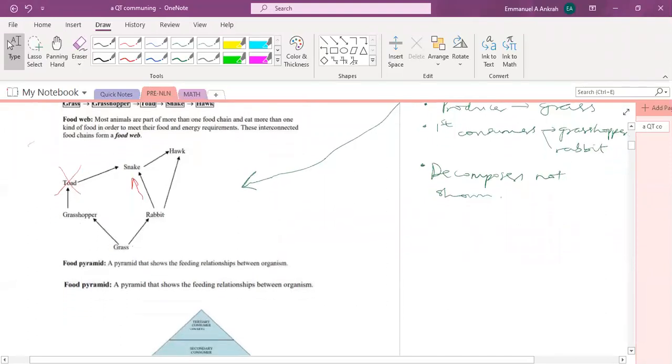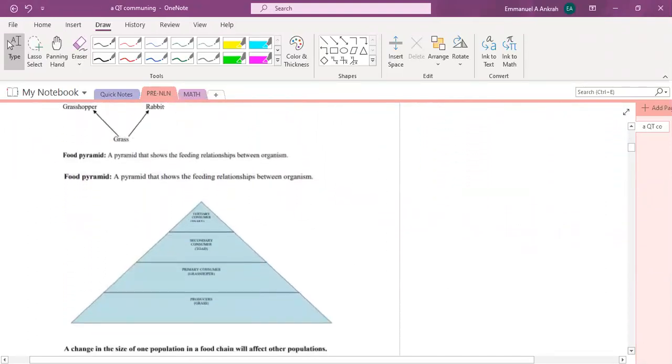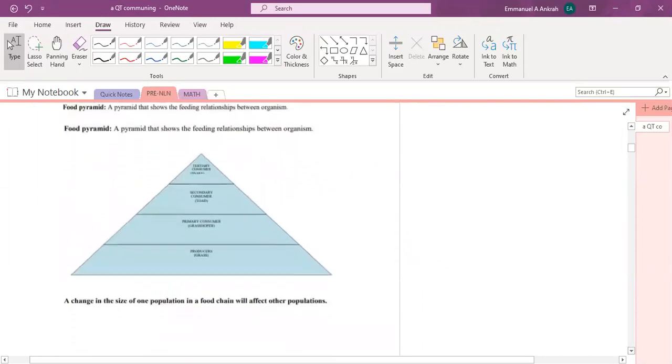And that is what we call the food pyramid. So the food pyramid looks like this. Basically, you have the same categories or levels of interactions. You have the producers at the base, then the primary consumer, the secondary, and then the tertiary. As you go up, the population decreases.